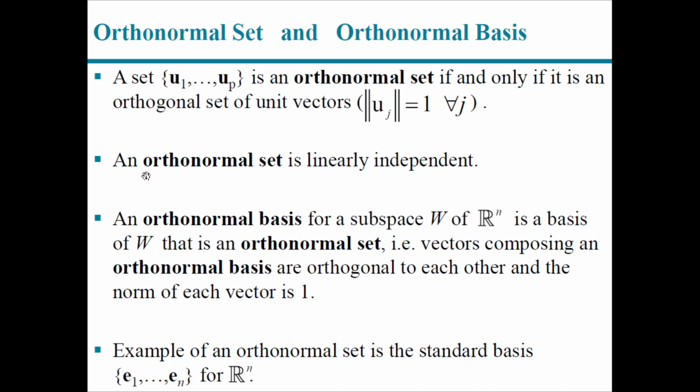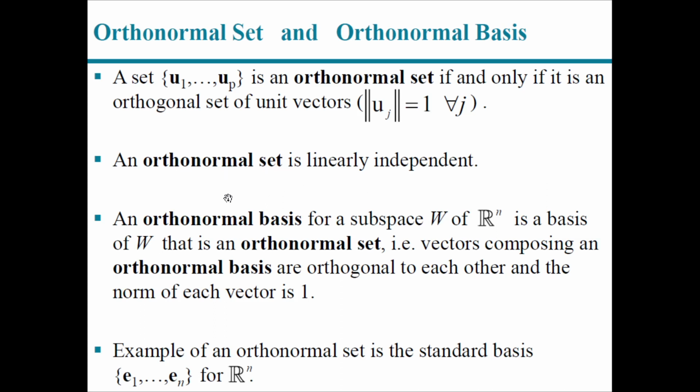So obviously an orthonormal set is automatically linearly independent. Why? Because that's an orthogonal set of non-zero vectors, and that one is linearly independent. The fact that we require that the norm of each vector in the set is 1 eliminates the vector 0, because the norm of 0 is 0, right? So we know automatically that an orthonormal set is also linearly independent.